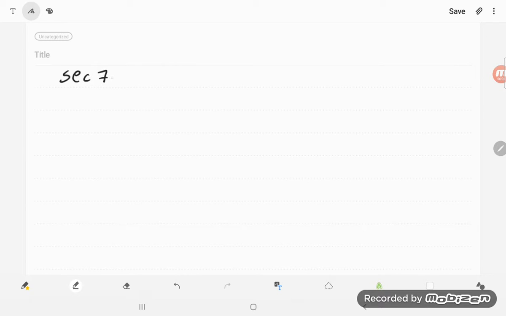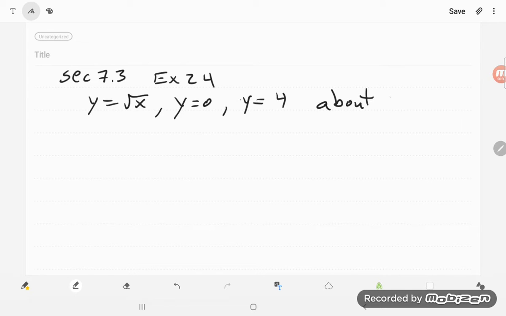Okay, here we have section 7.3, exercise 24. And here we're given a region bounded by y equals the square root of x, y equals 0, and y equals 4. And we are asked to rotate this about the line x equals 6.